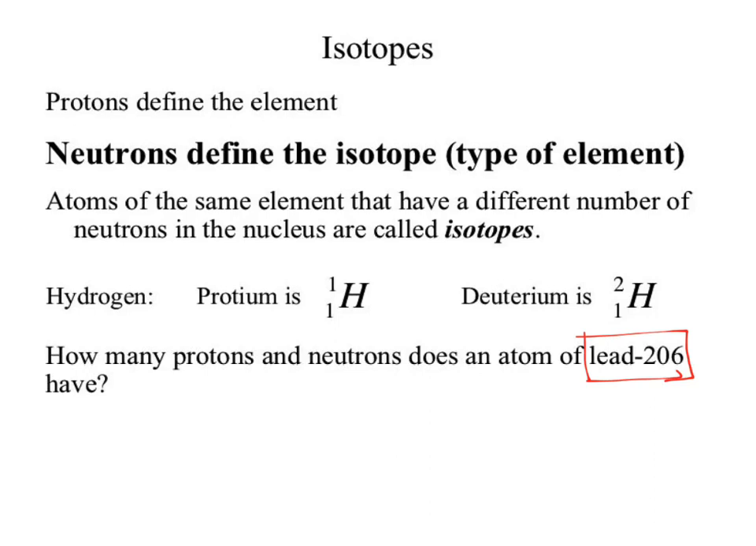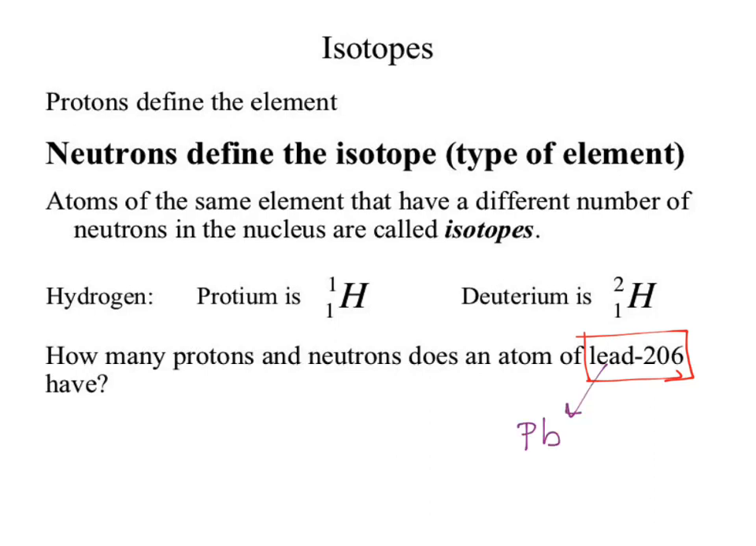Lead 206. How many protons and neutrons does an atom of lead 206 have? It does not have 206 protons. It has 82 protons. How do you know lead has 82 protons?